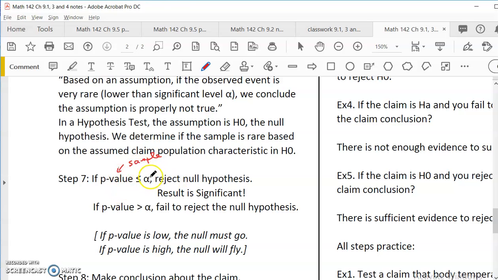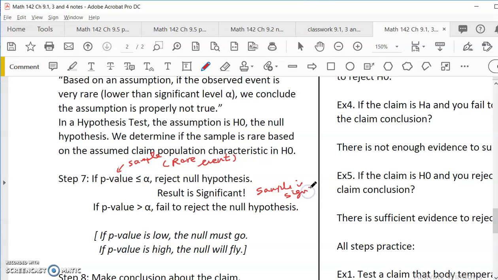And if it is less than alpha, alpha is what we consider unlikely. Most of the time it is 0.05, but you can choose anything you want. If it's less than that, we have a rare event, a significant rare event. Rare events happen, but we see it because we get that sample. So you reject the null hypothesis. You have a significant result, a significant sample.